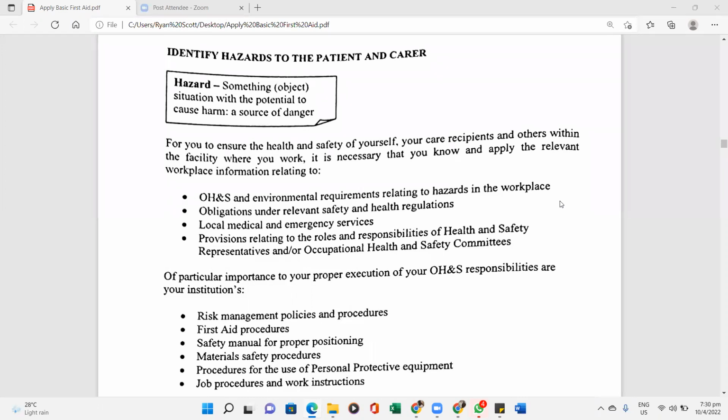All right. For you to ensure the health and safety of yourself, your care recipient, and others within the facility where you work, it is necessary that you know and apply the relevant workplace information related to: one, occupational health and safety and environmental requirements related to hazards in the workplace; obligations under relevant safety and health regulations; local medical and emergency services; provision related to roles and responsibilities of health and safety representatives and or occupational health and safety committee.